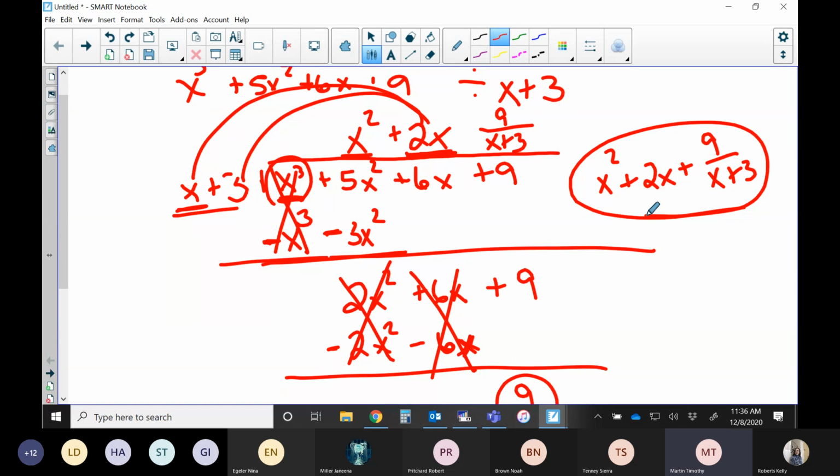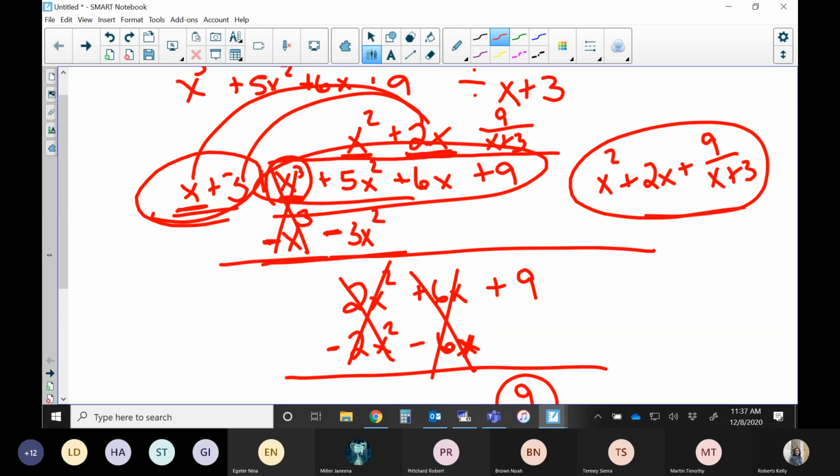Is this a factor of this? It's a very quick and should be easy answer. I got a no and I got a yes. What does it mean to be a factor? It goes into it perfectly with no what, guys? Remainder, so it's not a factor. What is this? This is a remainder, which means this is not a factor of that.